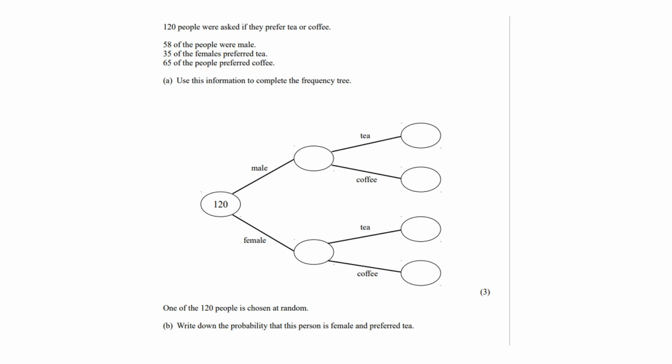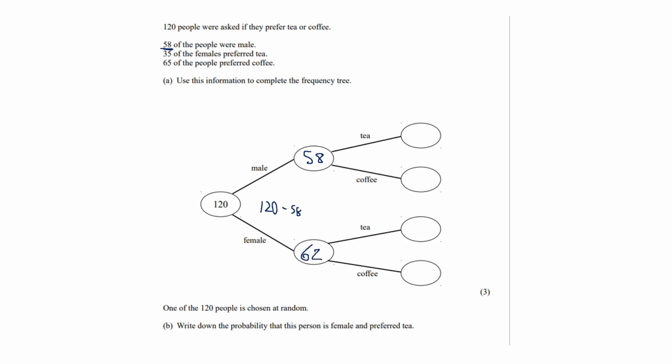Now let's look at an exam question where we have to find the probability. 120 people asked if they prefer tea or coffee. 58 people were male, 35 preferred tea, that are female, and 65 preferred coffee. So use this information to complete the frequency tree. We know that 58 of the people were male, so let's put 58 here, which means how many were female? That's just going to be 120 minus 58, which is equal to 62.